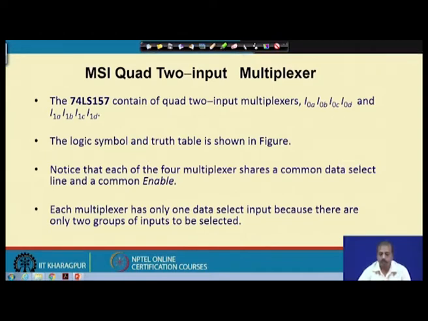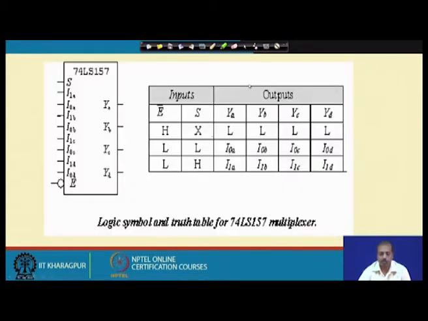For that we need to look into the corresponding truth table. This is the symbol that we have. There is a select line and there is an enable line. For this quad multiplexer to operate, this E line must be equal to 0; only then will this multiplexer operate. Actually this is E bar. If E bar is high, then irrespective of the value of S, the select line, all these outputs are equal to low.